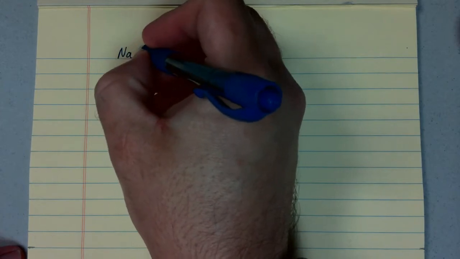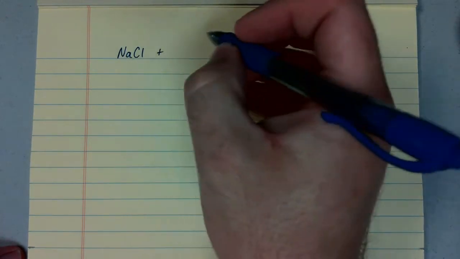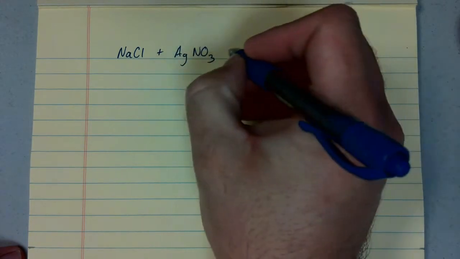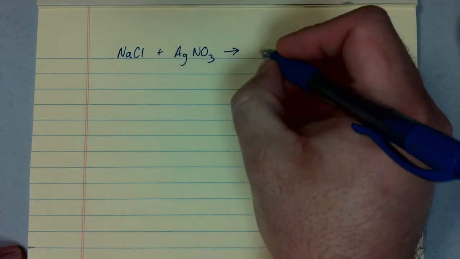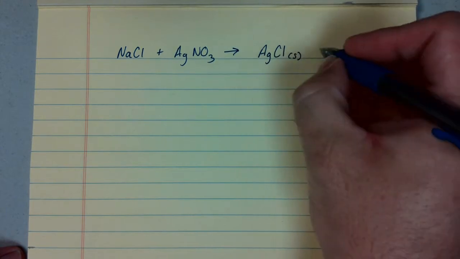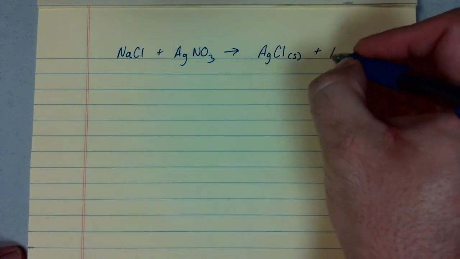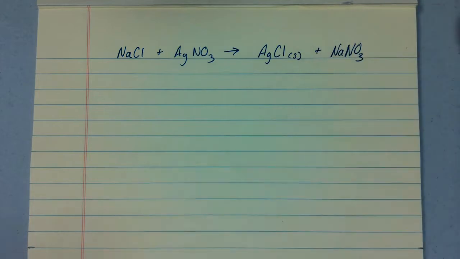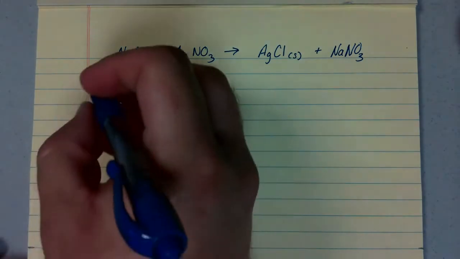So we're going to add sodium chloride to a silver nitrate solution in order to precipitate silver chloride. This will be our precipitate. And sodium nitrate will be spectator ions. So we have a balanced chemical equation, which means we can do some stoichiometry.